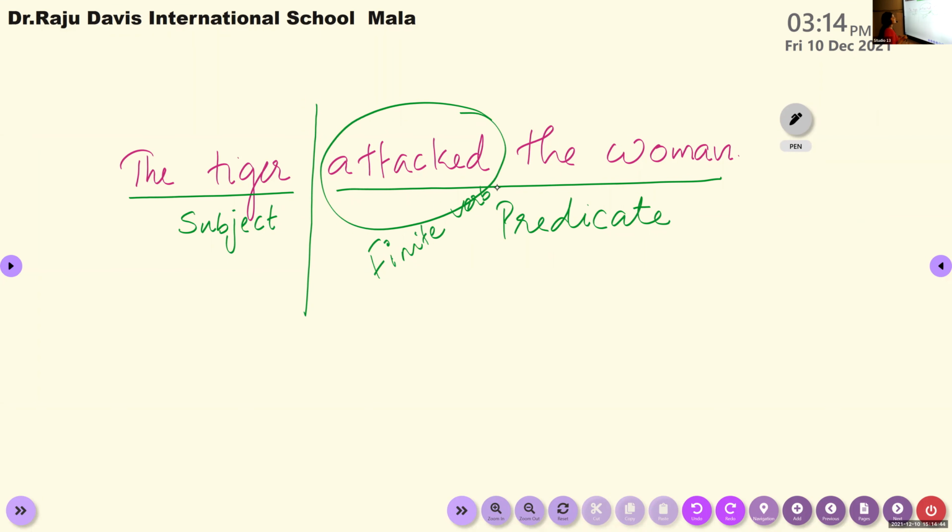Okay, so is this an example for a complex sentence? No, ma'am. What is it? Simple sentence, because it consists of one subject, one predicate, and one finite verb. So this is an example for a simple sentence. Okay, I have one more example now. So tell me whether the sentence is simple or complex.